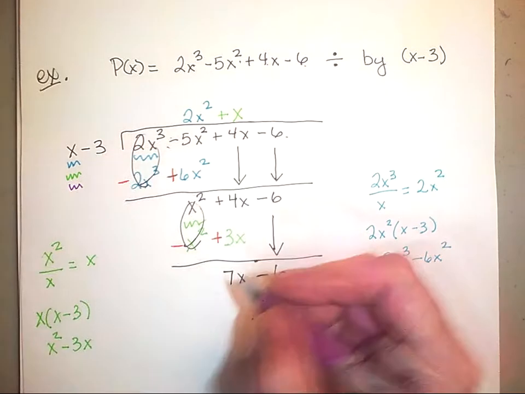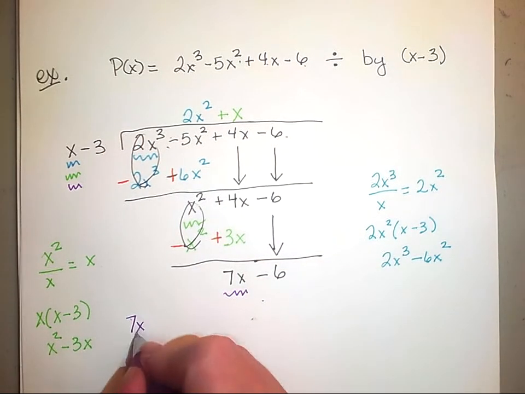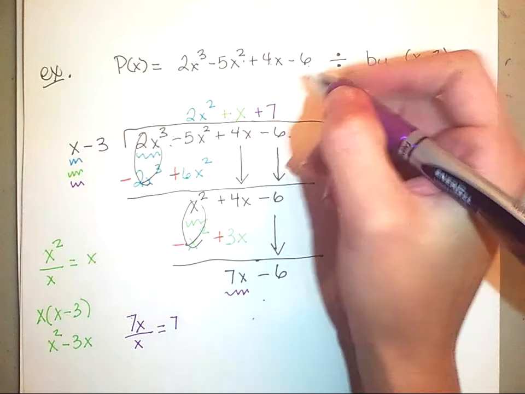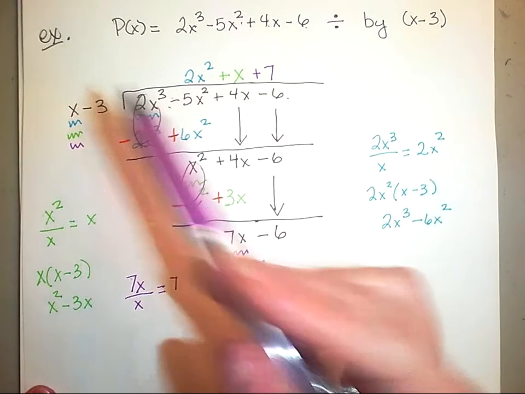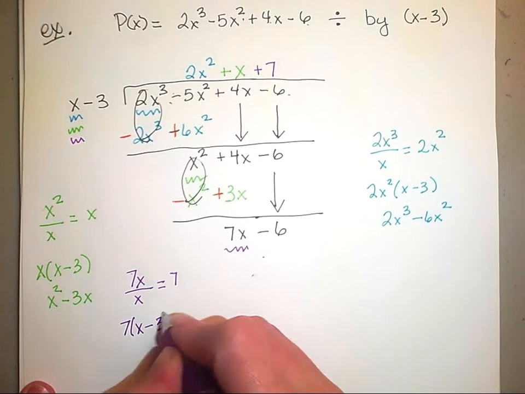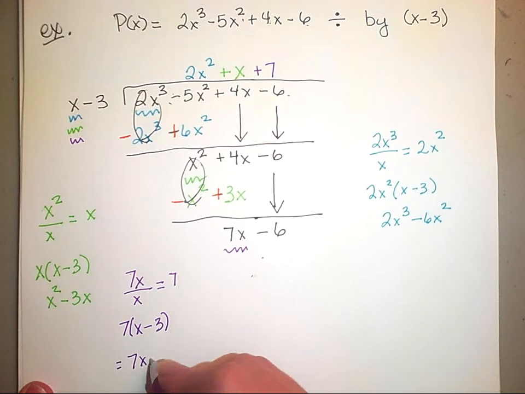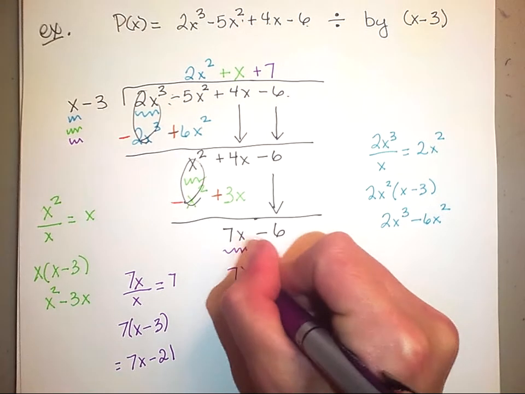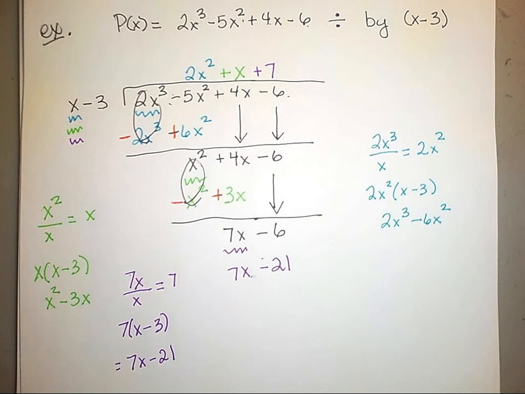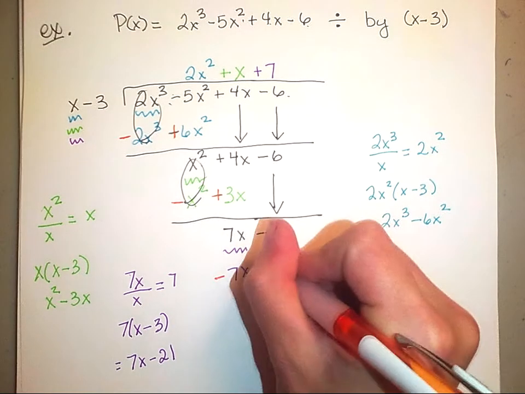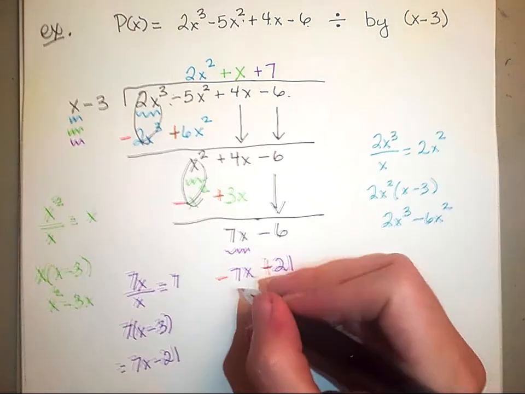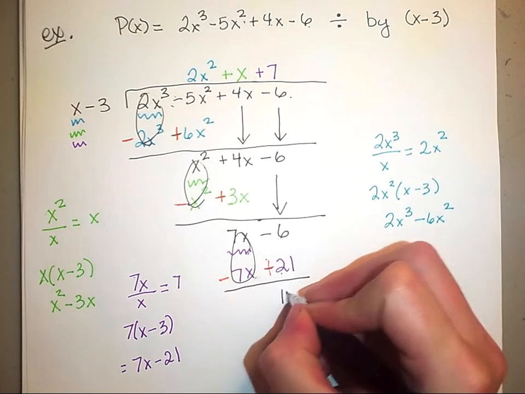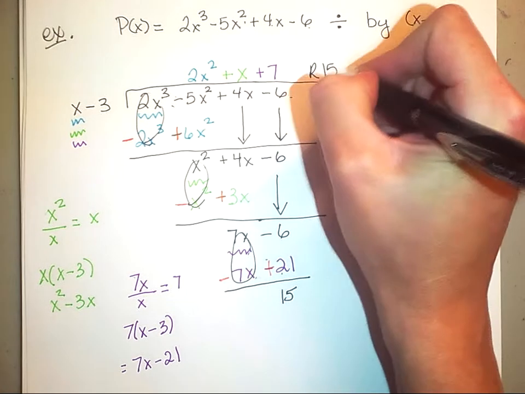Then we ask how many times x goes into 7x. And that just reduces to positive 7. Okay, so that's a plus 7. Then we take 7 times this, which is 7x minus 21. So that's what we write here. But we're subtracting, so we'll change the signs. Now this will go to 0, and positive 21 minus 6 is 15. Okay, so we have a remainder of 15.